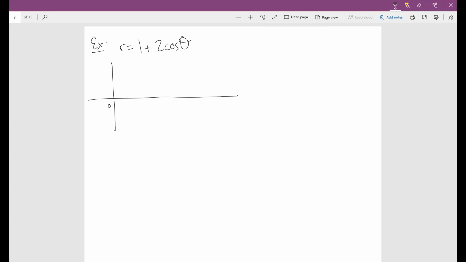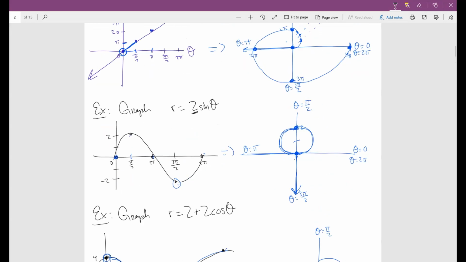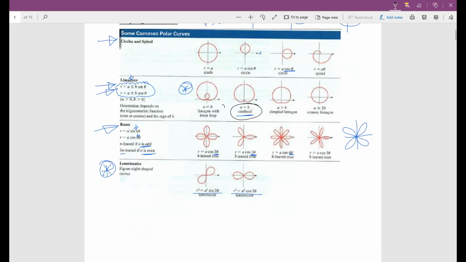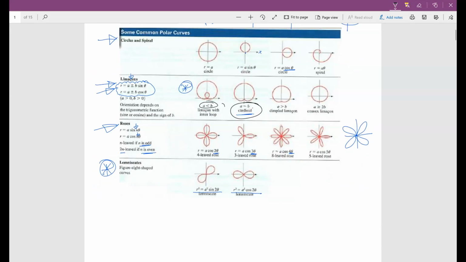So the period hasn't changed, so 0, pi over 2, pi, 3 pi over 2, and then 2 pi. Notice that the amplitude is going to change by 2, and then there's going to be a vertical shift by 1, so it's going to look like this. And if you see in the previous one, you can see that your B value is going to be greater than your A value. So you're going to have something with the loop, okay?